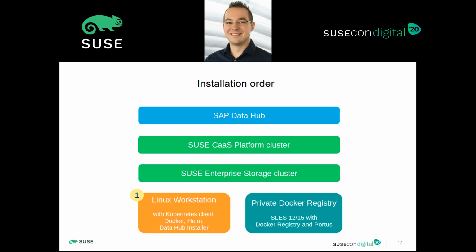Very important when installing the SAP Data Hub is the installation order. First, you will need a Linux workstation with a Kubernetes client, Docker, Helm, and a Data Hub installer. You can use any Linux workstation as you want, or even a Mac, but we recommend using a SUSE operating system, of course. After you have your workstation, you will need a SUSE Enterprise Storage cluster and a SUSE CaaS Platform cluster. Also, there is the private Docker registry which you will need. And if you have all those four components, then you can install the SAP Data Hub on top.